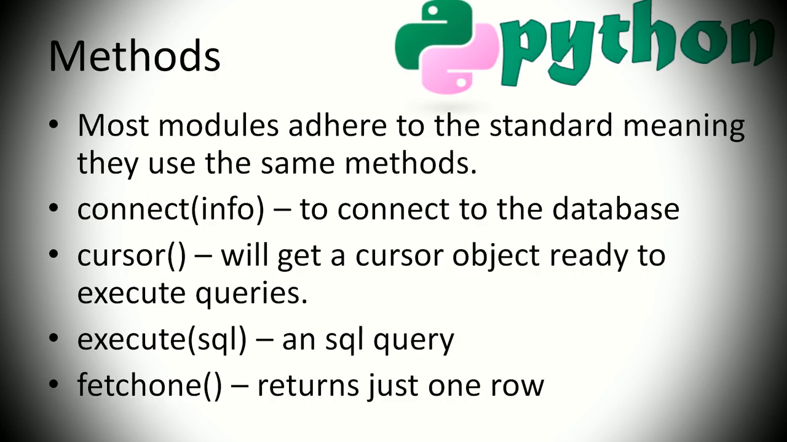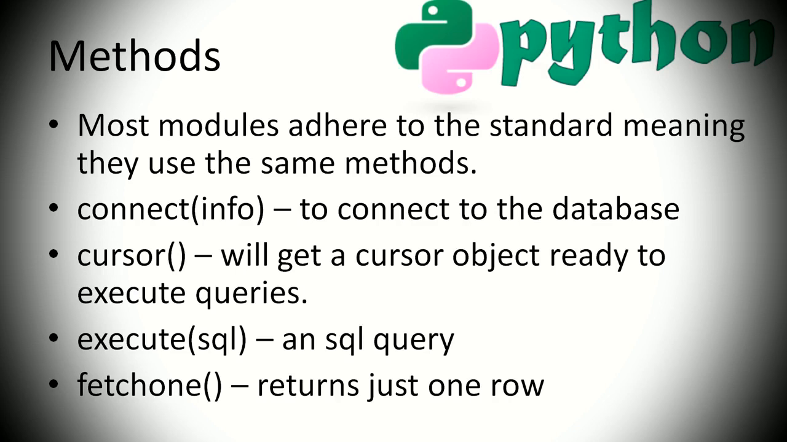Let's quickly have a look at the main methods we use for database interaction. Firstly, the connect method. This is the first method we use when we want to talk to a database. The connect method is usually the only method that will have differences from other modules. Sometimes this method will take an address, a user, and a password. Sometimes it will take an address, a user, password, and database name, and other times it will only just take the database name. Next is the cursor method.